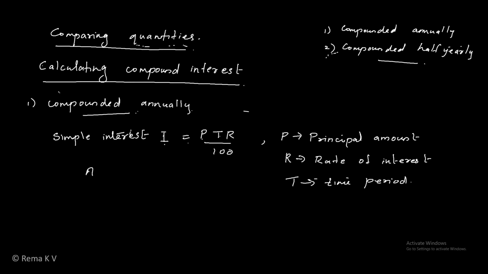And one more term, amount. Amount is equal to principal plus interest. P is the principal amount or it is the initial amount. So let us consider one question.